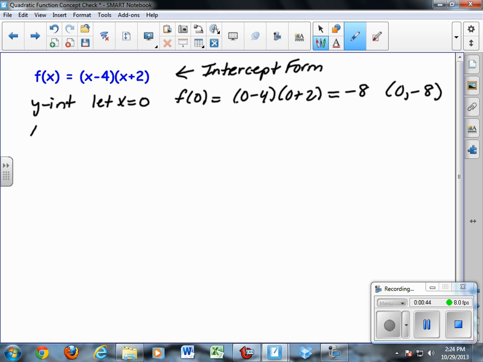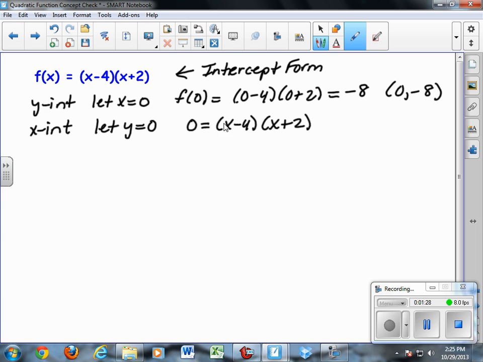To find the x-intercepts of a function, I let y equal 0. And recall that y and f of x are synonymous, so that's the same thing as saying 0 is equal to x minus 4 times x plus 2. So think about this as you look at it. In order to make this equal to 0, what has to be true? I have two numbers multiplied together, x minus 4 times x plus 2. One of those two numbers has to be 0 in order for the product to be 0.